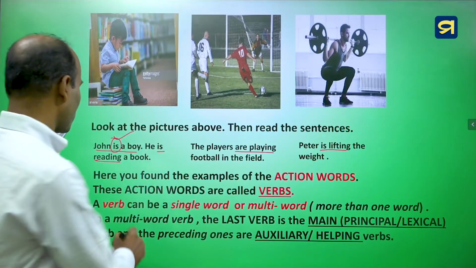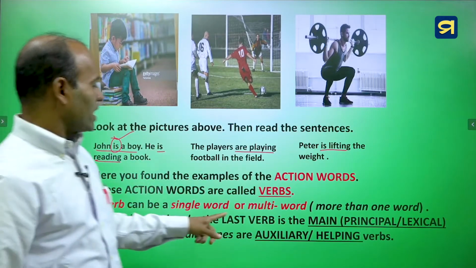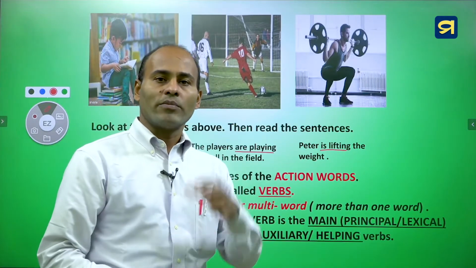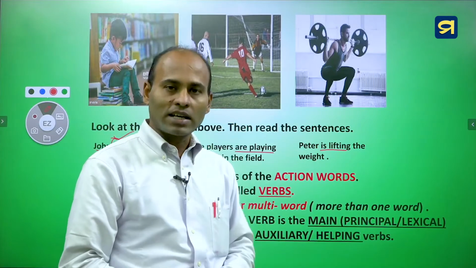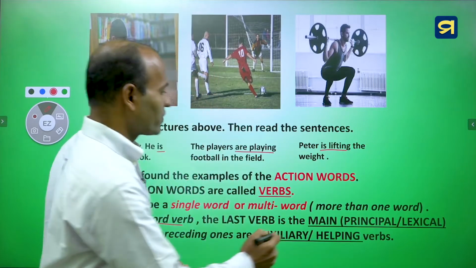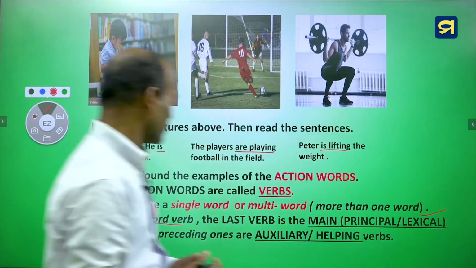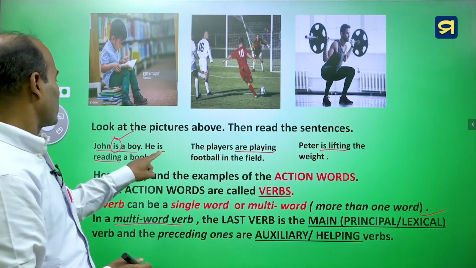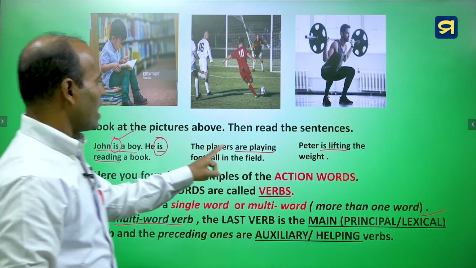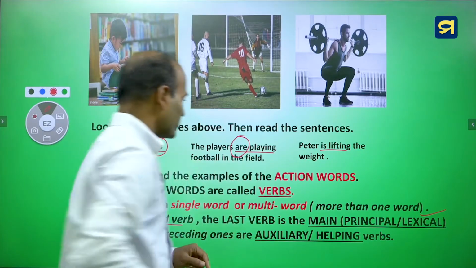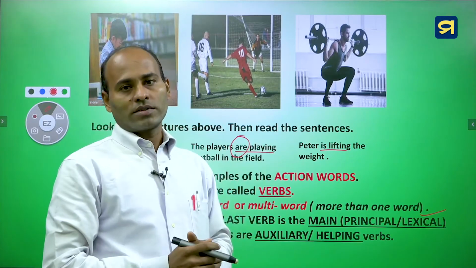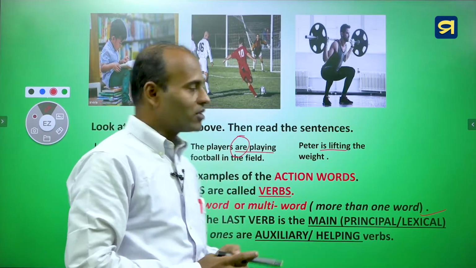In a multi-word verb, the last verb is the main verb, or we can say it's the principal verb or the lexical verb. Why is it lexical? Because it has some dictionary meaning. This one, lexical. And the previous one, is reading, in this case is. Are playing, in this case are. These are the auxiliary or helping verbs. Are you clear? Very good.